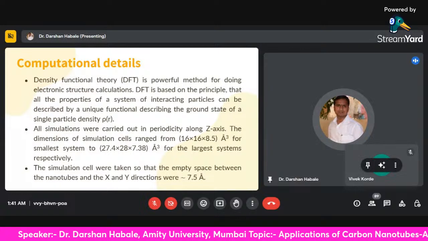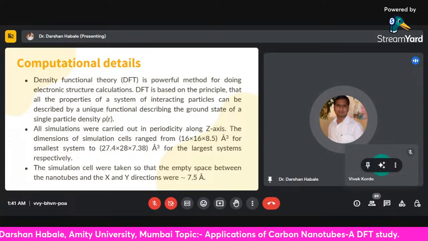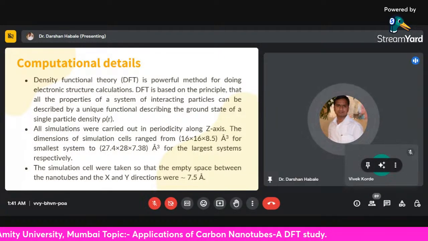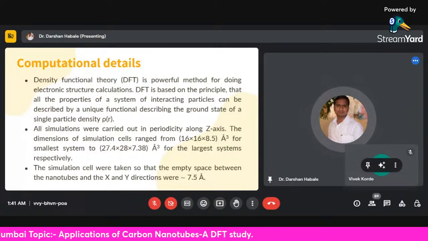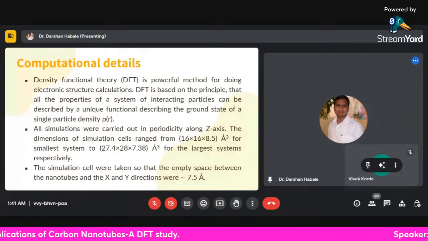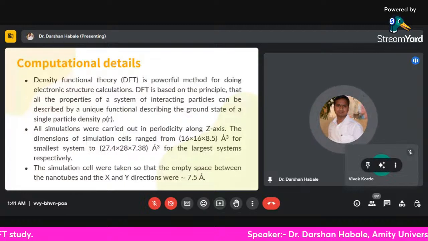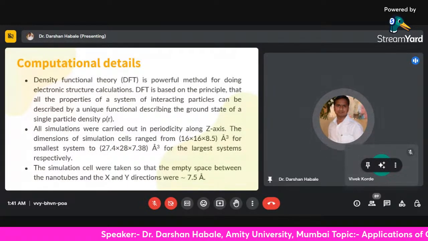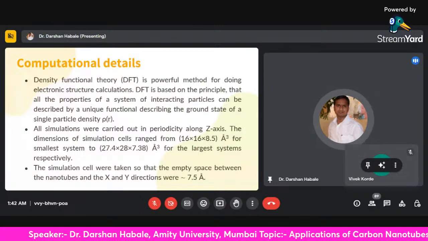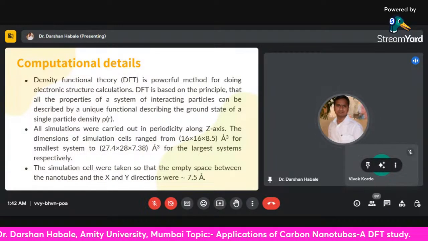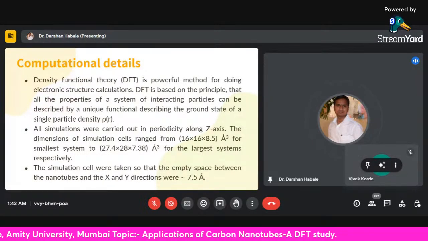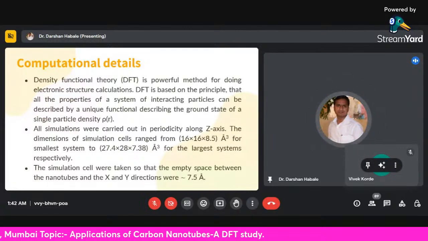Here we have all simulations carried out with periodicity along the z-axis. Periodicity along the z-axis means the tube is periodic along the z-axis. We can extend the tube along the z-axis, and whatever we dope, sodium or hydrogen or potassium or lithium, that is along the y and x-axis. So the repeating pattern will be there along the z-axis, and the dopants are used along the x and y axis.